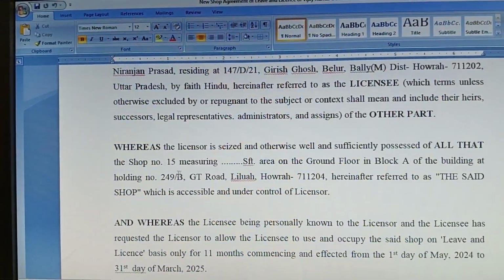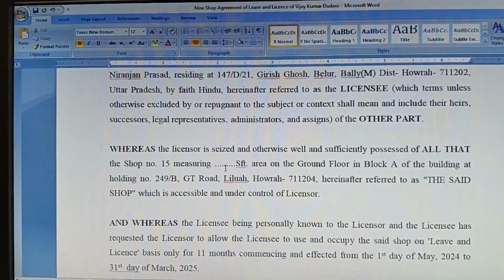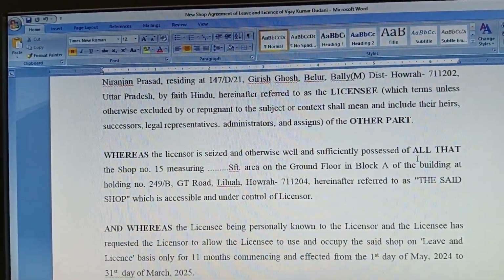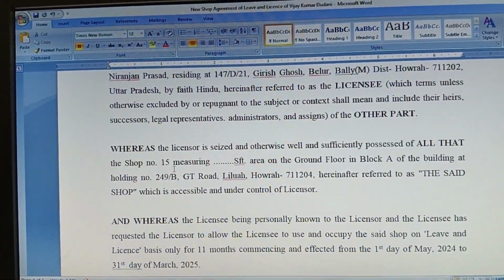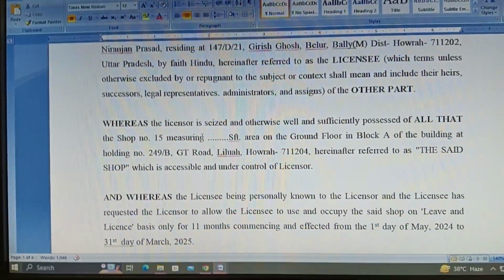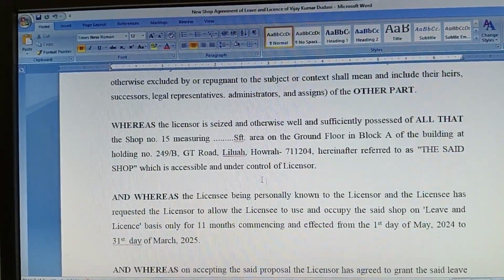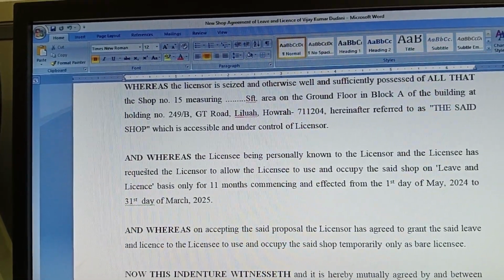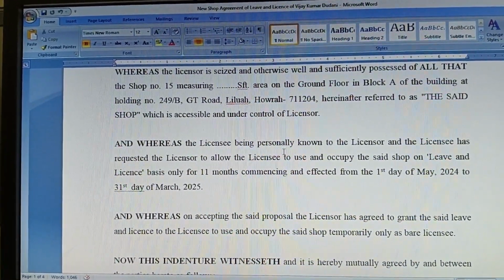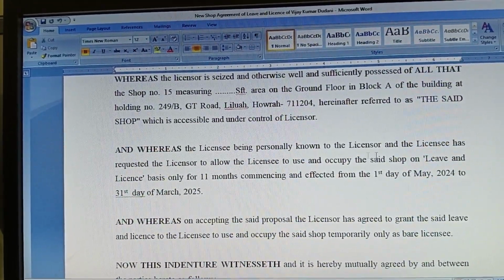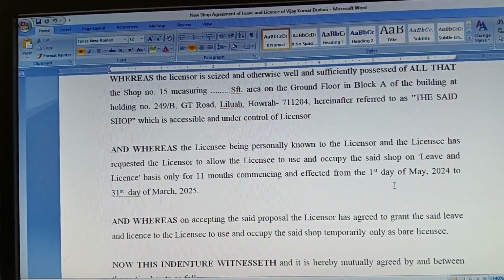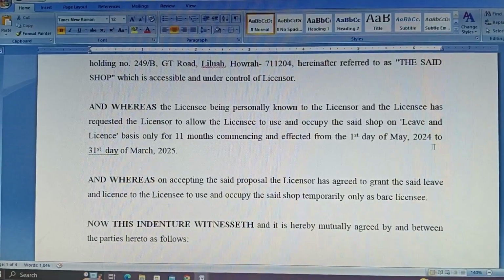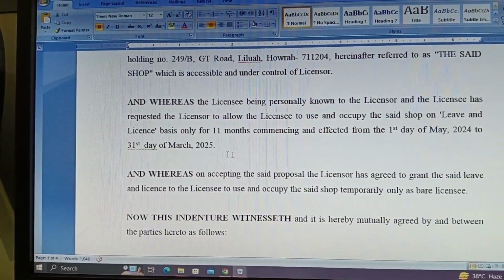The next para is, "Whereas the licensor is seized and otherwise sufficiently possessed of all that the shop". This agreement is about a shop, where the complete schedule of the shop on which the agreement is made is written. The next para is, "And whereas the licensee being personally known to the licensor", and the period has been written: 11 months, 1st day of May 2024 to 31st day of March 2025.